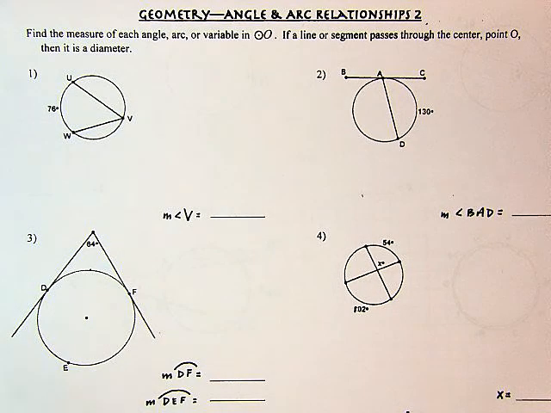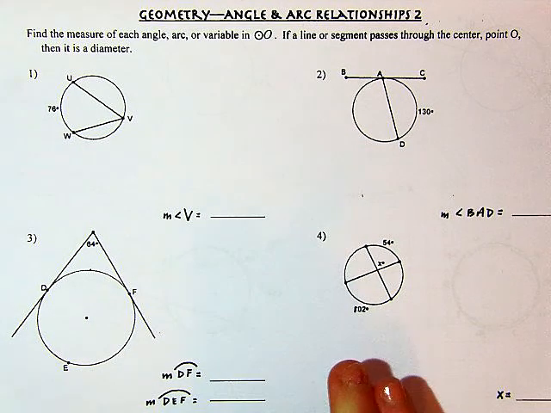All right, you guys, today we're looking at just day 2 of angle arc relationships. So my instructions here are to find the measure of each angle, arc, or variable in circle O. So if we call it circle O, that means that O has to be the center of the circle. So keep that in mind. If a line or segment passes through the center, point O, then it's a diameter.